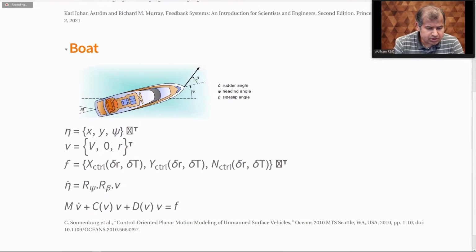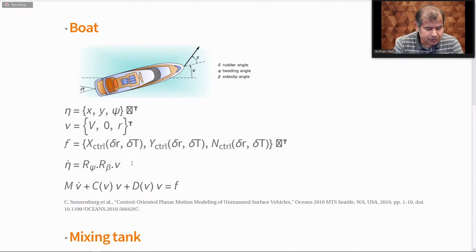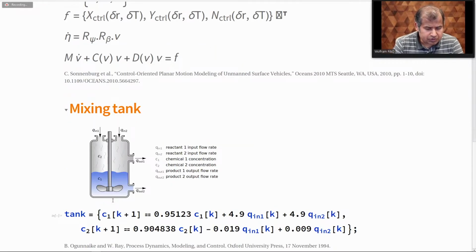So here is the model for a boat. This is also based on Newton's laws, but you can see it can get complicated really fast, where the input forces become nonlinear functions of the inputs to the boat. I have a third example here of the model for a mixing tank. It describes how the concentrations of two chemicals change in response to the flow rates of two input reactants. And this is a difference equation. So when we have models like this, we can put them into a canonical form.